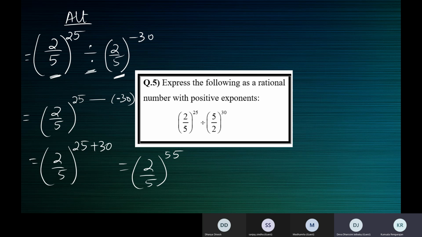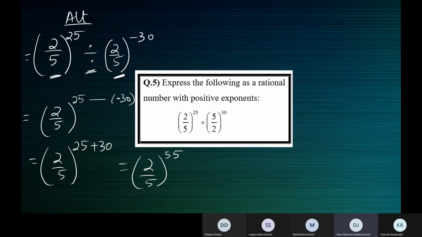Oh, you're confusing. These steps, do you understand these steps? That 5 by 2 is not here. No, here the base is 2 by 5. 5 by 2 is not in the picture at all in this working. Okay, ma'am. Sorry, ma'am. Now I'm clear. Yes, ma'am.